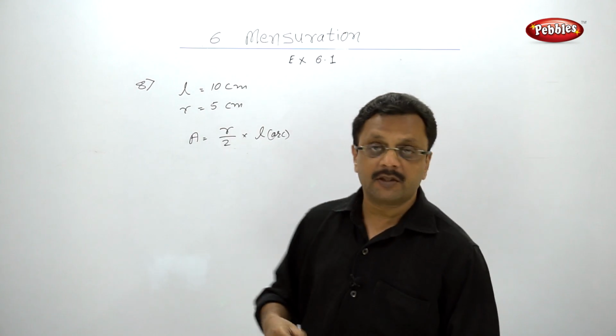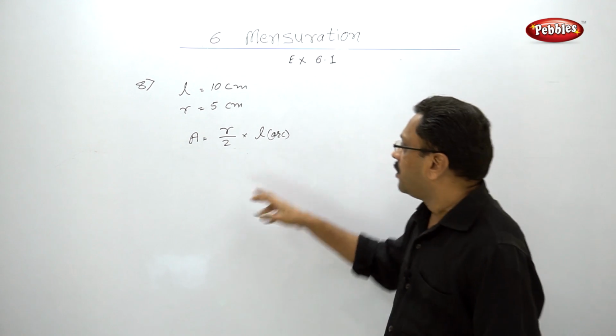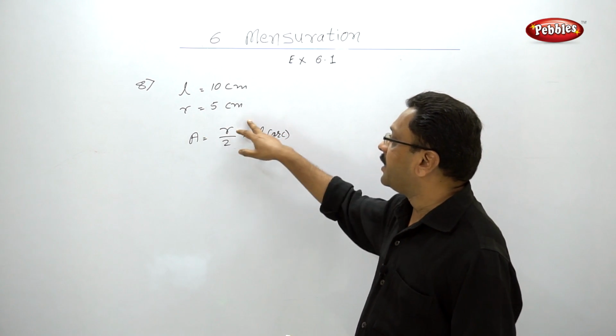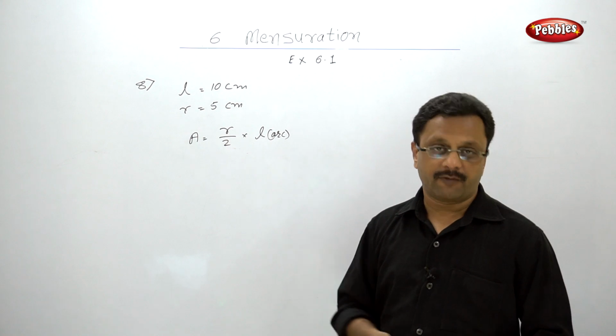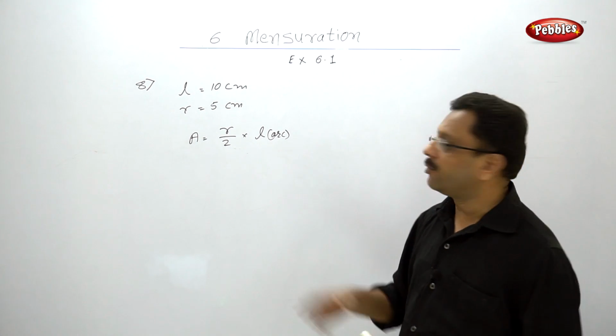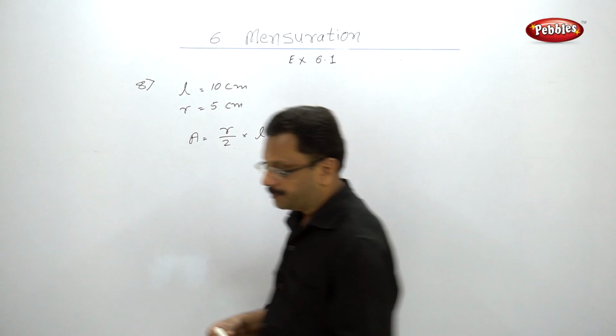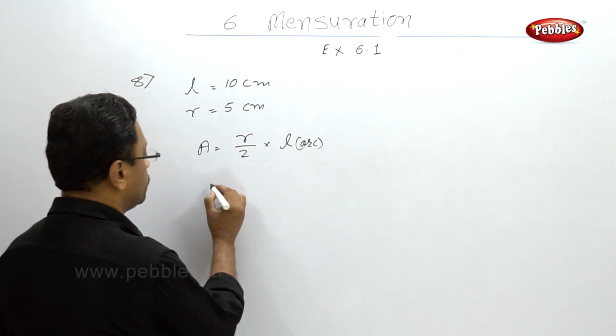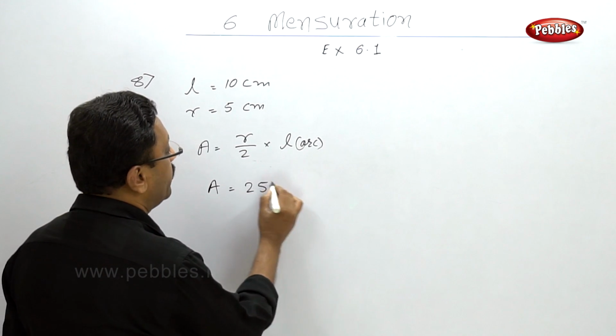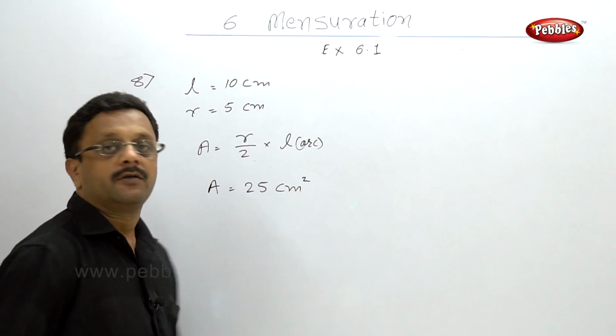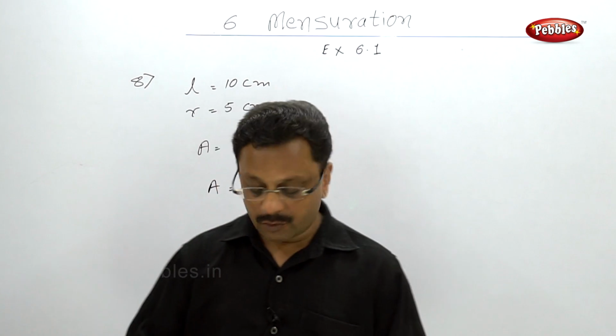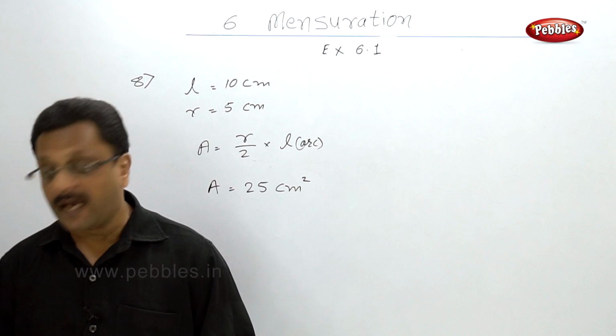I hope you remember this formula. Extremely simple. When length of arc and the radius are given, area can easily be found out. Please pause your video and solve this. Area is 25 centimeter square. Let us go to example number 9.